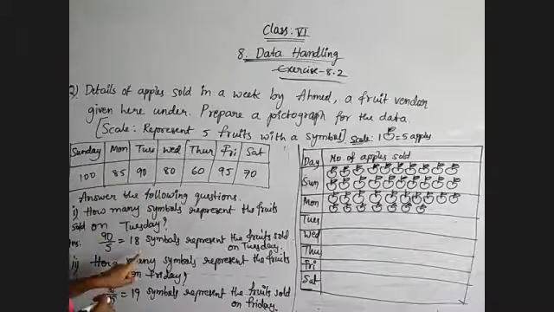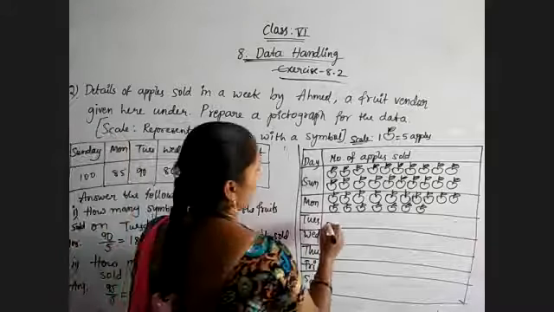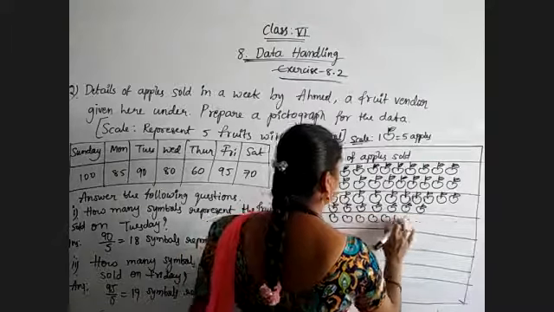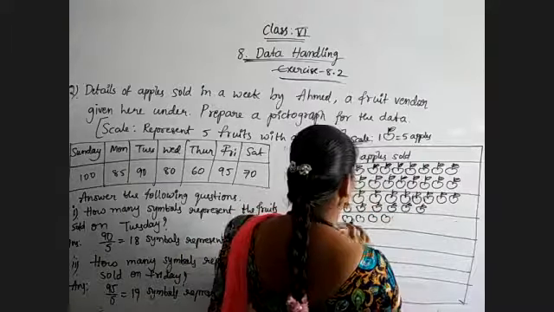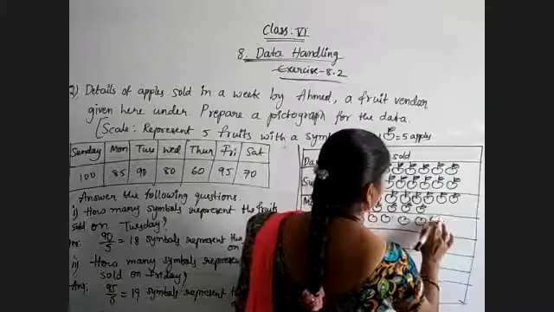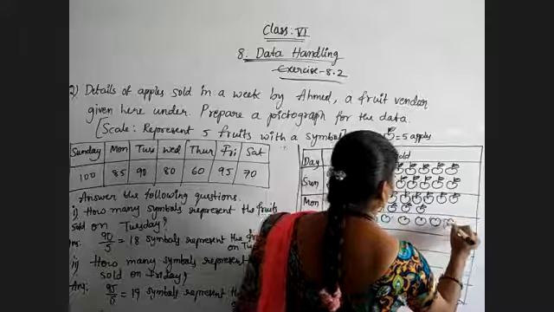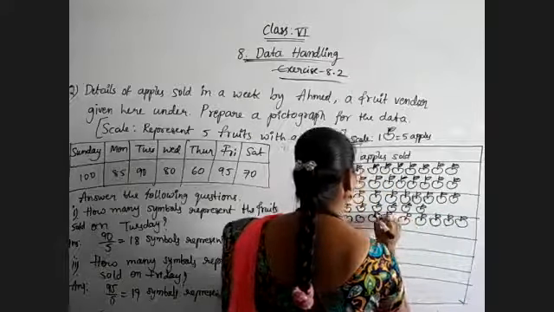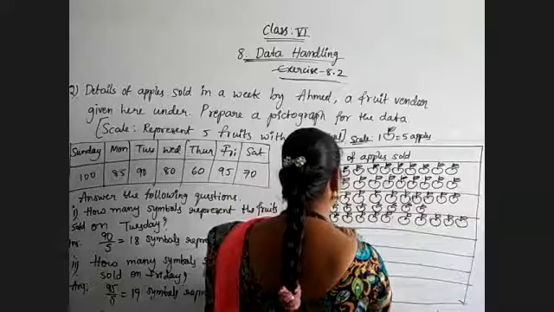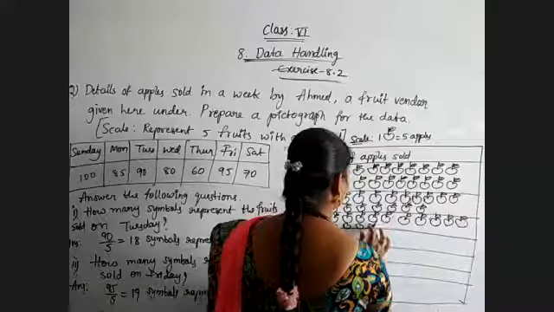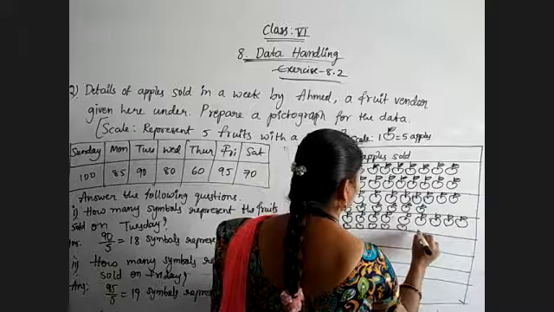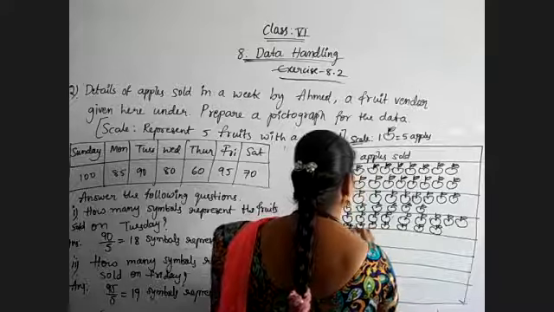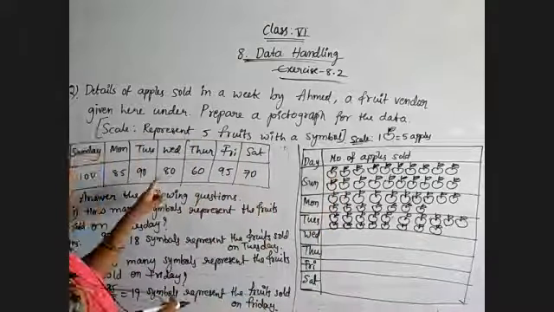Okay. Then for 90, 18 fives are 90. Means 18 symbols we need. Just observe here only we have drawn. 18 symbols: 1, 2, 3, 4, 5, 6, 7, 8, 9, 10, 11, 12, 13, 14, 15, 16, 17, 18. That's all.